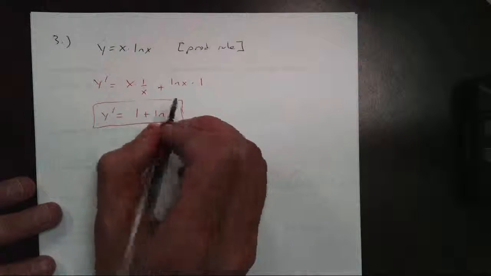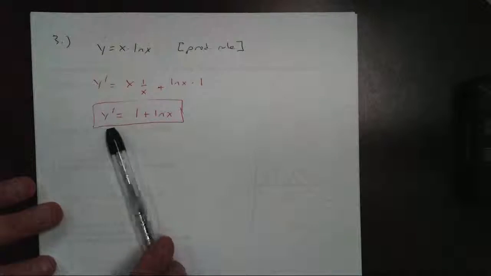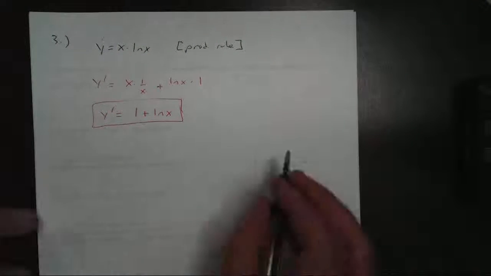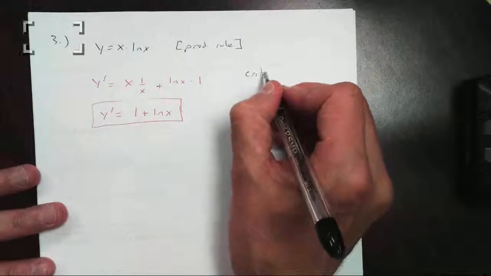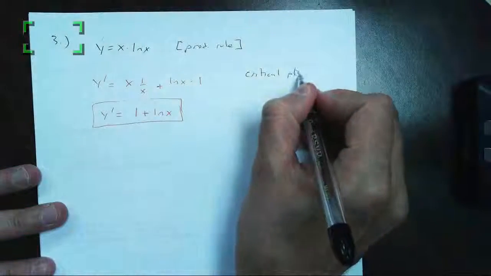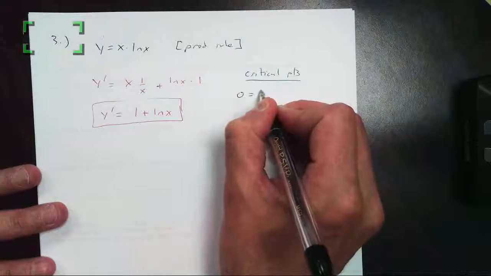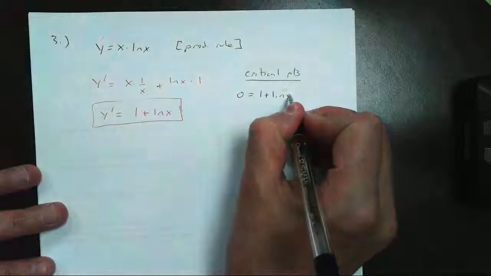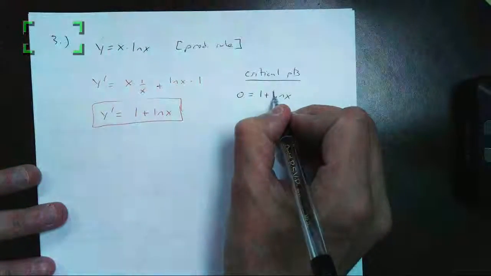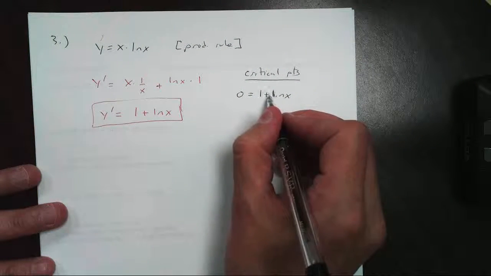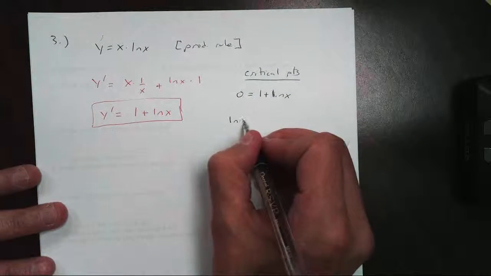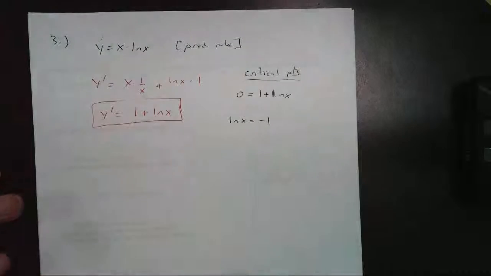There's my derivative. Now, let's play around with this one for a little bit. Let's find the critical points. To find the critical points, we set the derivative equal to 0. So if I solve this, I get the natural log of x equals -1.